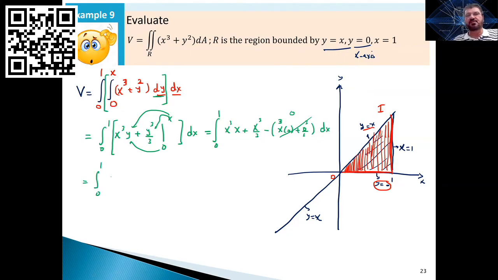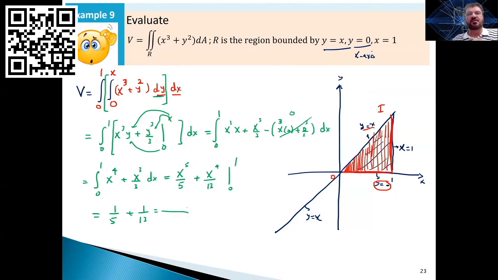It's the integral from 0 to 1 of x to the 4 plus x cubed over 3 dx. Now, you see, it's only one variable. The integration of x to the 4 is x to the 5 over 5, plus the integration of this one is x to the 4 over 4, but there is already a 3, so 12, from 0 to 1. Put the 1, you get 1 over 5 plus 1 over 12. Put the 0, you get 0.